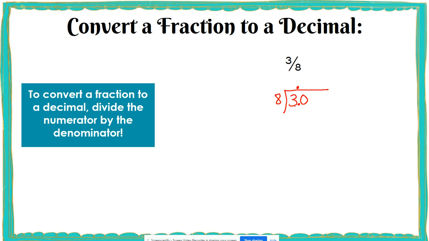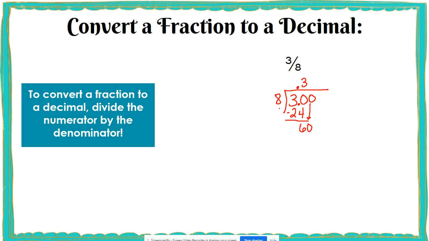I can do this because 3.0 is the same as 3, so I'm not changing the value at all. Now I know that I can divide 30 by 8. 8 will go into 30 3 times. 3 times 8 is 24, and then I subtract 30 minus 24, which gives me 6. I don't want to have a remainder, so I'm going to add a 0 and bring it down. Again, this is not changing the value of this 3.